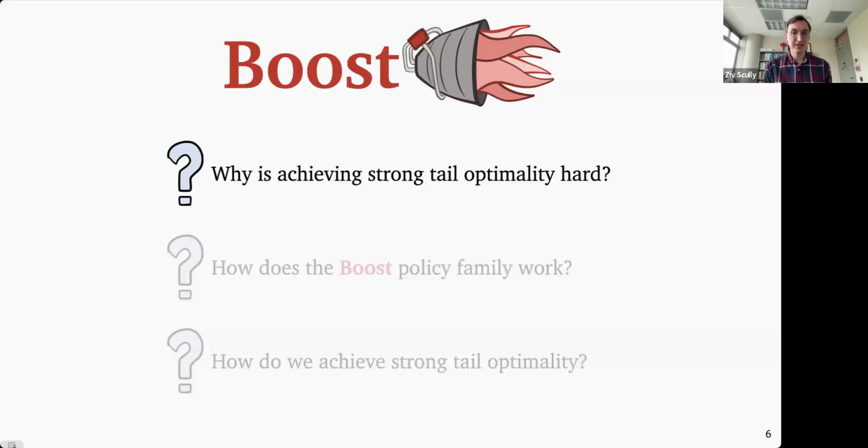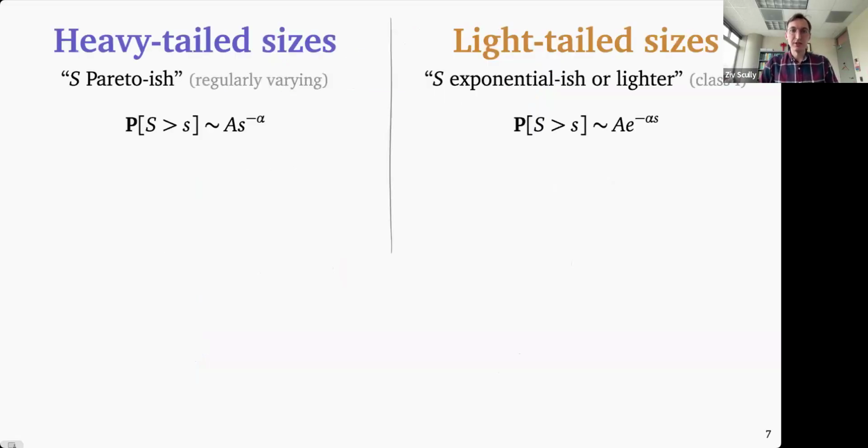To get started on why achieving strong tail optimality is hard, I want to go into a bit more detail about what heavy-tailed versus light-tailed scheduling looks like. A very hand-wavy definition of heavy-tailed job sizes: you should think S is roughly Pareto. And a very hand-wavy definition of light-tailed job sizes: you should think S, the job size distribution, is roughly exponential or maybe lighter. If you know what regularly varying or class 1 means, those are the specific assumptions I'm talking about.